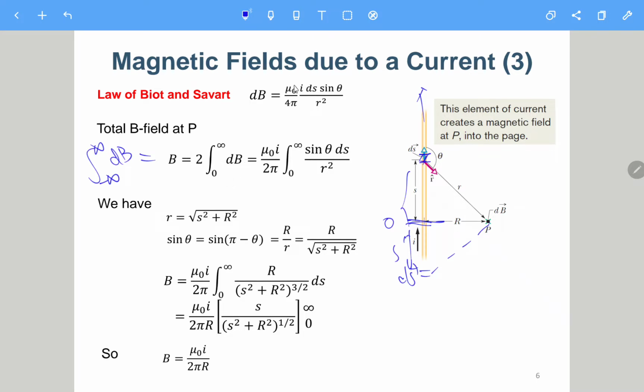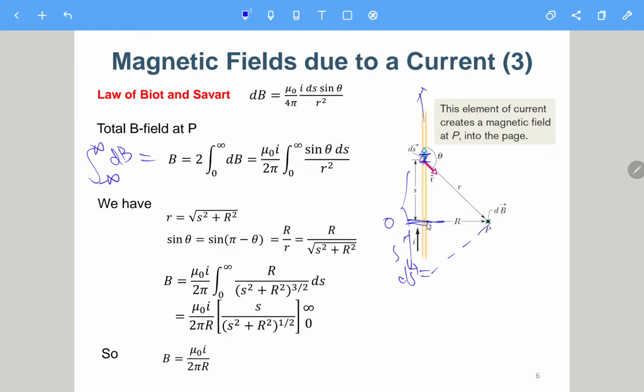So we can plug this term into here. This 2 will cancel with this 4 pi, so we only have mu0 over 2 pi here. And then we have sine of theta. Sine of theta is related to s, and r squared is also related to s. So we still keep this term inside, and then we need to do a change of variables.